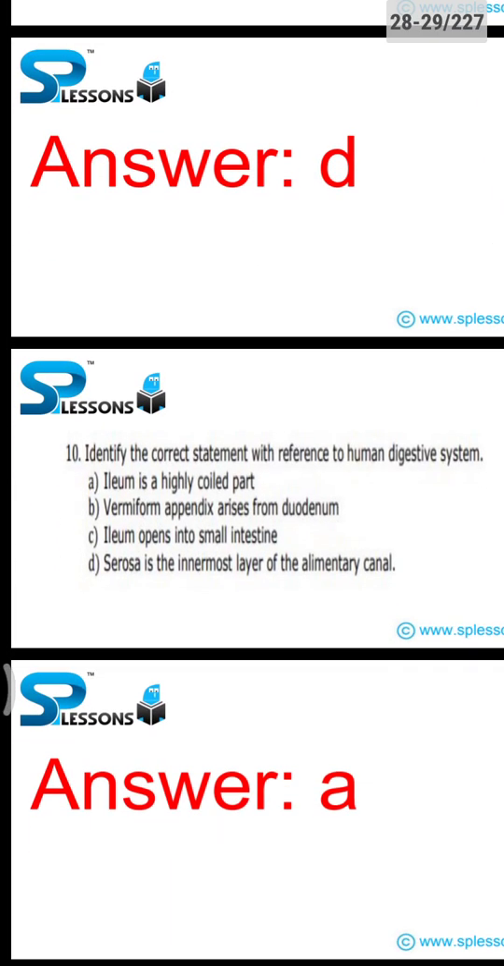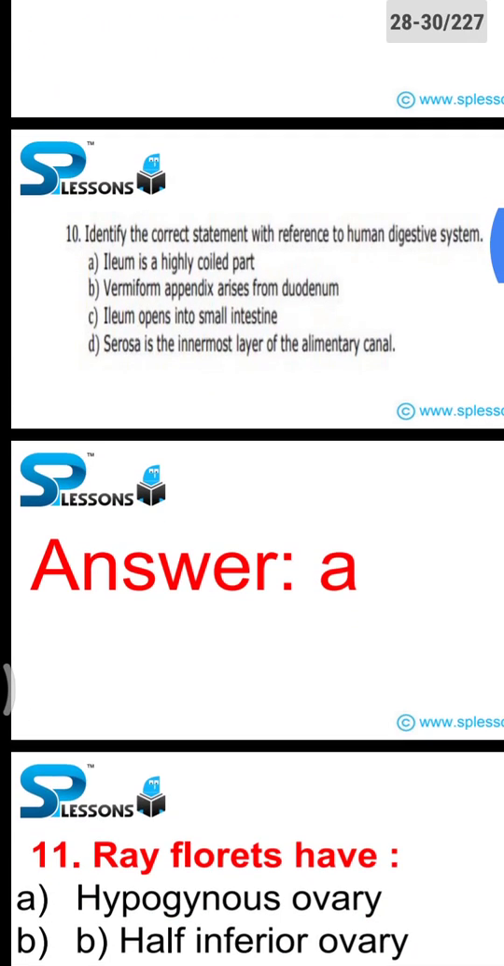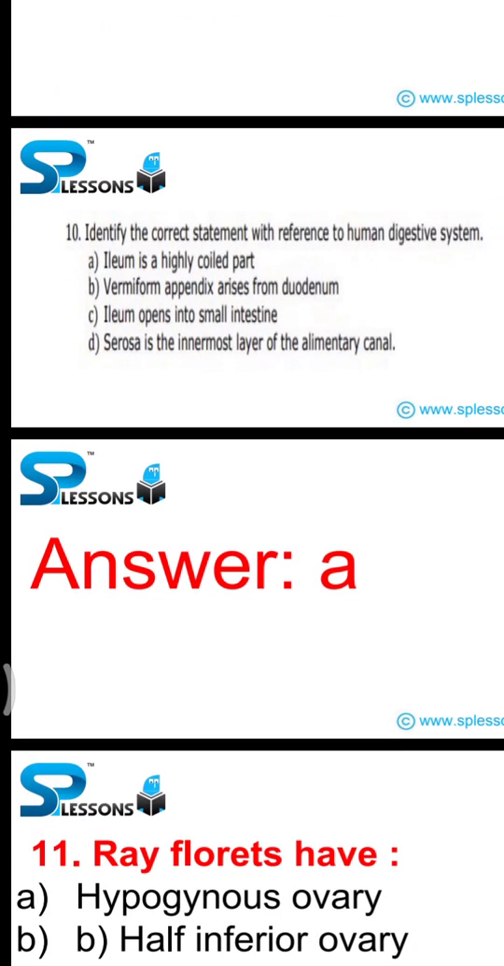10th question, identify the correct statement with reference to the human digestive system. Option A, ileum is a highly coiled part. Option B, vermiform appendix arises from duodenum. Option C, ileum opens into small intestine. Option D, serosa is the innermost layer of the alimentary canal. And the answer is option A, ileum is a highly coiled part.